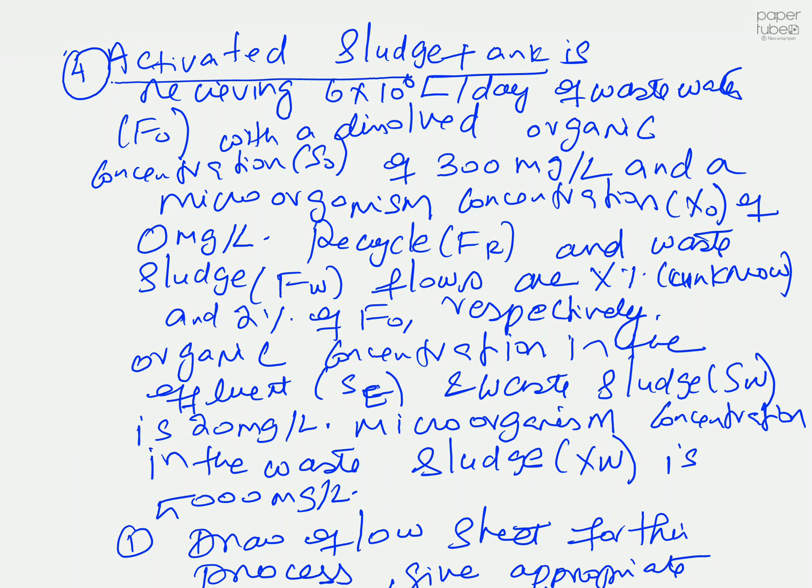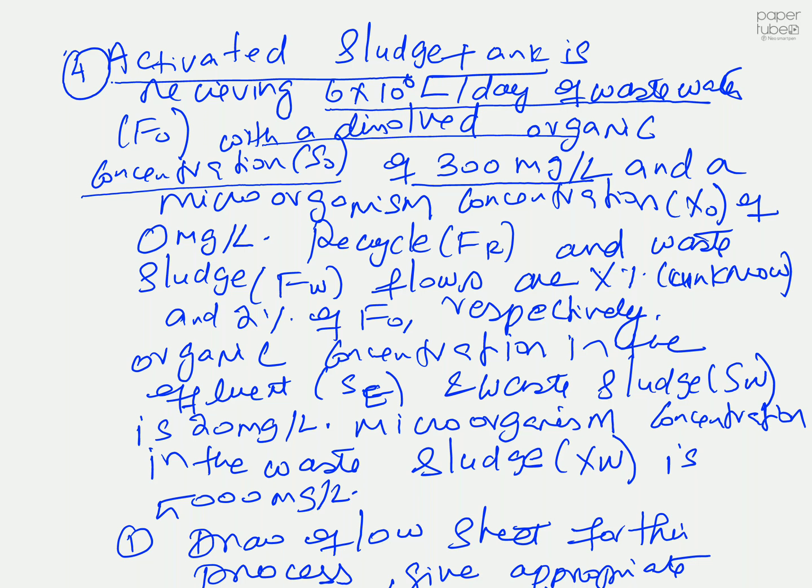So the activated sludge tank is receiving 6 × 10^6 liters per day of wastewater. So this is like an input stream which is going into the activated sludge tank, and this tank contains dissolved organic concentration. So this will be your substrate of 300 milligrams per liter. First I will read the problem, and then I will explain what the activated sludge process is. Probably most of you would know this, and might have learned this in other modules. Anyway, I will explain briefly what an activated sludge tank is.